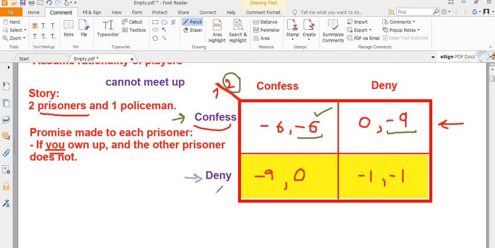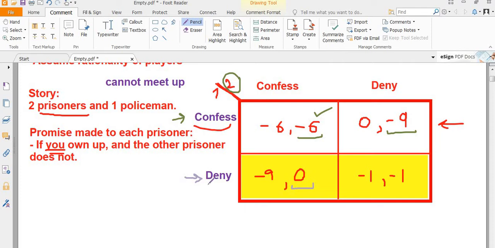So if player 1 denies, let me again go by the same approach. If player 1 denies and I end up confessing, I get 0, right? Because the other person denies, but I am being truthful, and the policeman likes me if I am being truthful, and I get away without any punishment. So if my best friend denies but I end up confessing, I am the best off, because I have confessed and I get away without any punishment, and I get a 0 payoff out of it.